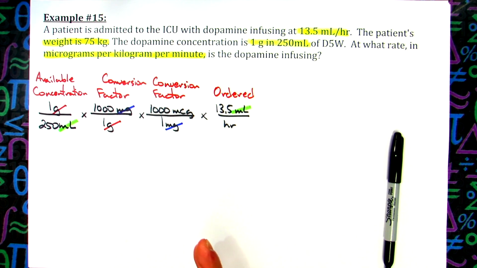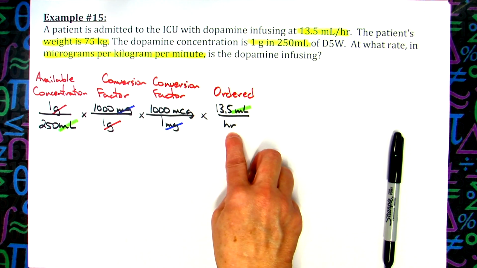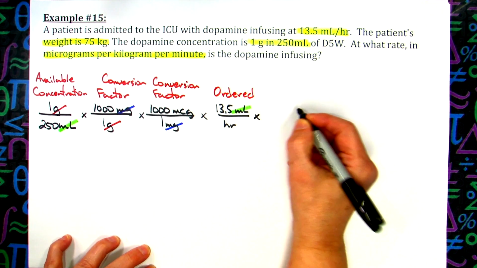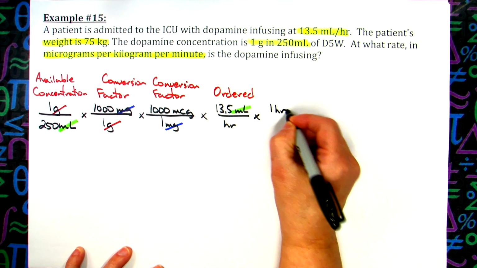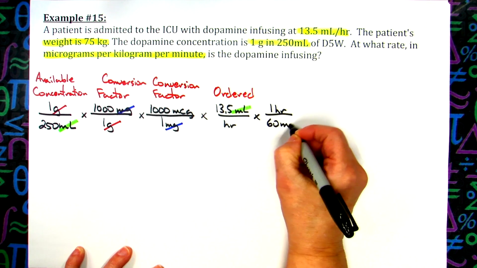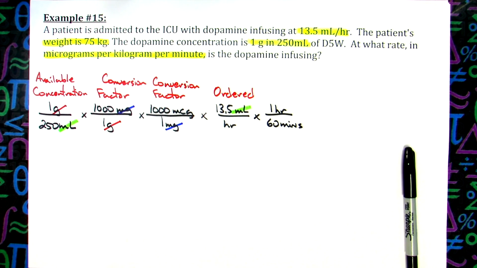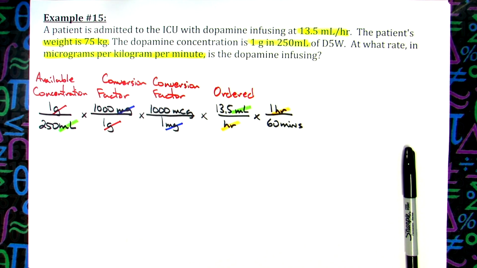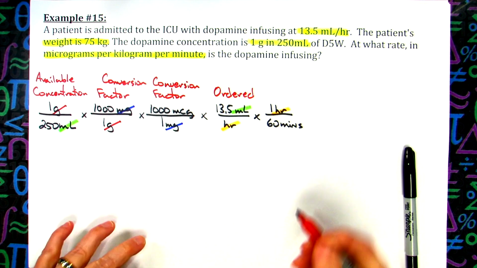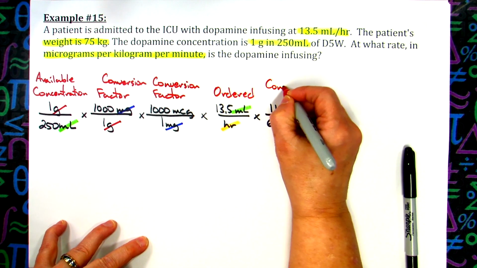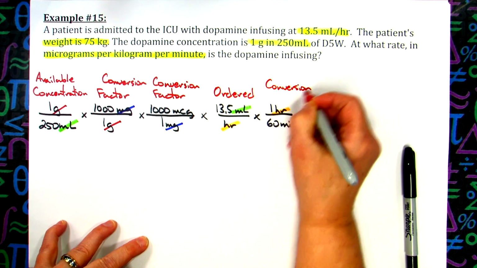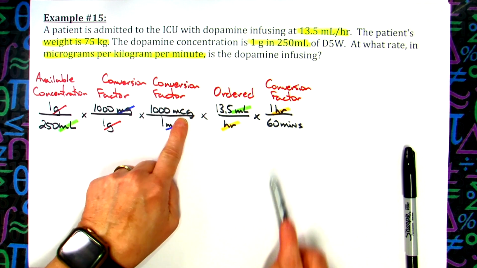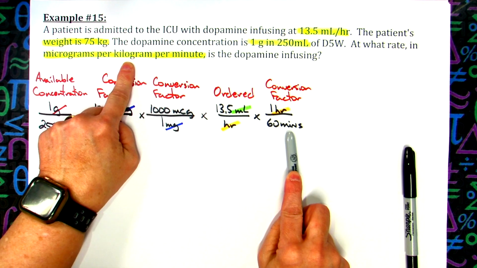So at this point, I probably am going to go from hours to minutes. So 60 minutes in an hour. I want that 1 hour to be on top. I need the 60 minutes in the bottom. That's going to let me cross off the hours and hours. And now the only thing that's not included is my weight. Let's go ahead and label this conversion factor before I deal with the weight. If you stopped now, you would have micrograms per minute, but that's not what the question asked for.